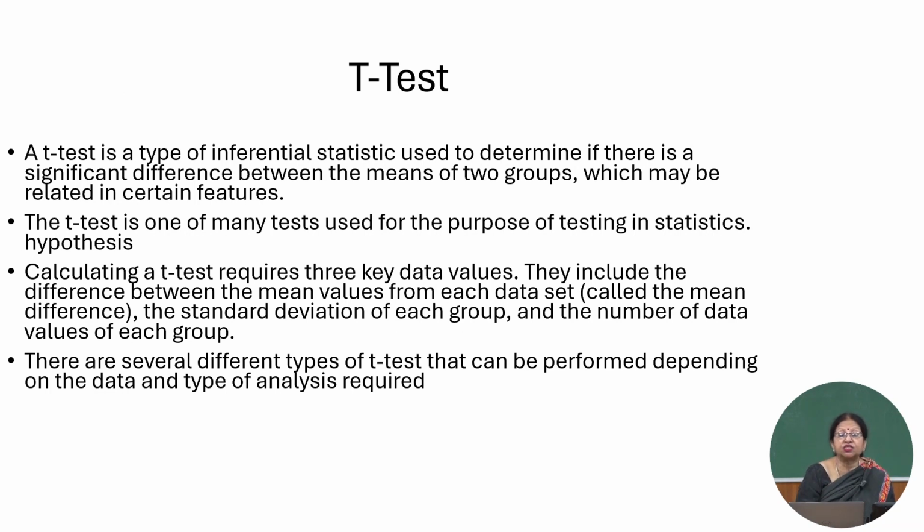A t-test is a type of inferential statistics used to determine if there is a significant difference between the means of two groups. And there are several different types of t-tests that can be performed depending on the data and type of analysis required. So it is not that t-test is only meant for chemistry research. It is meant for many research that are existing.